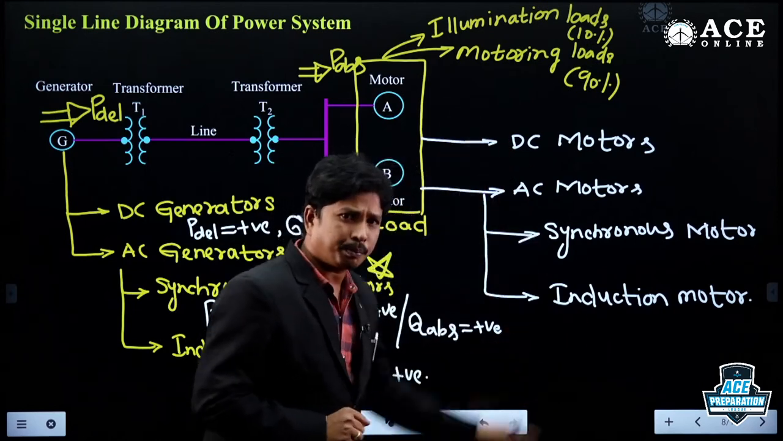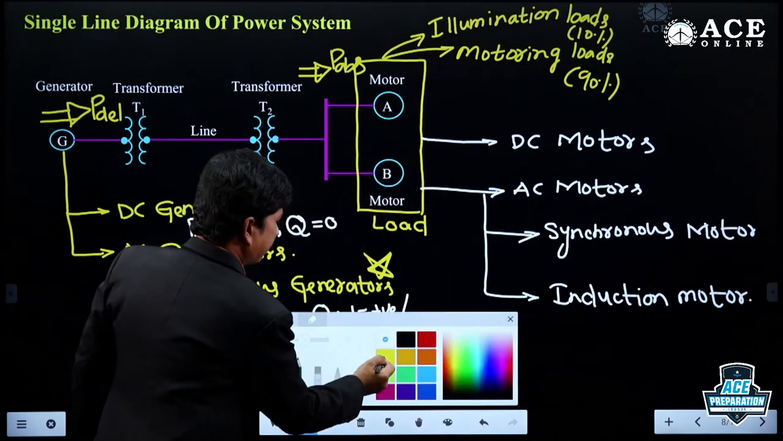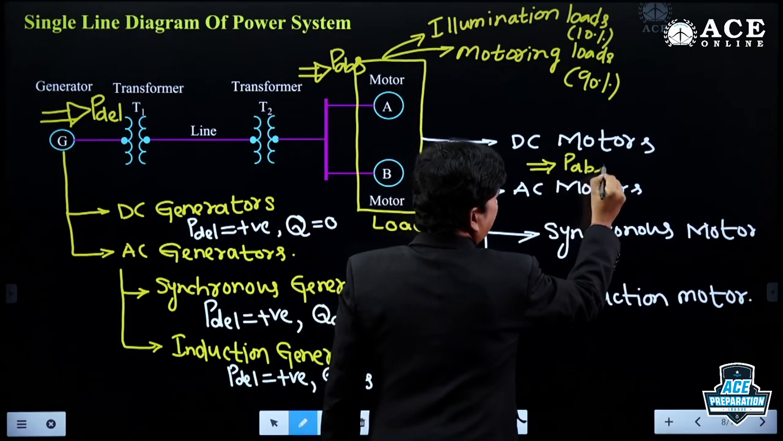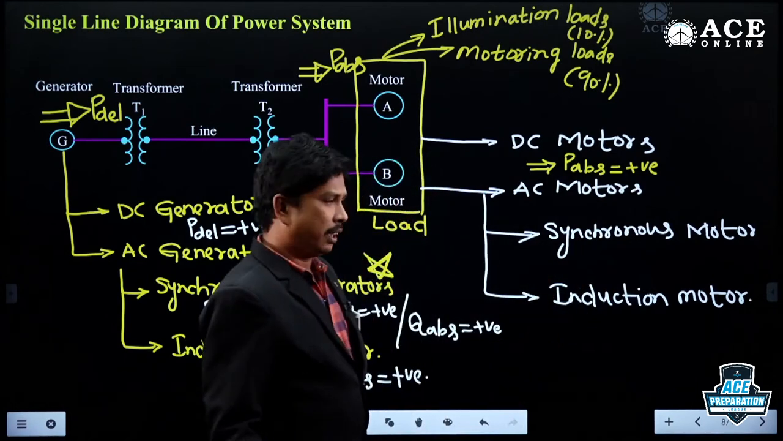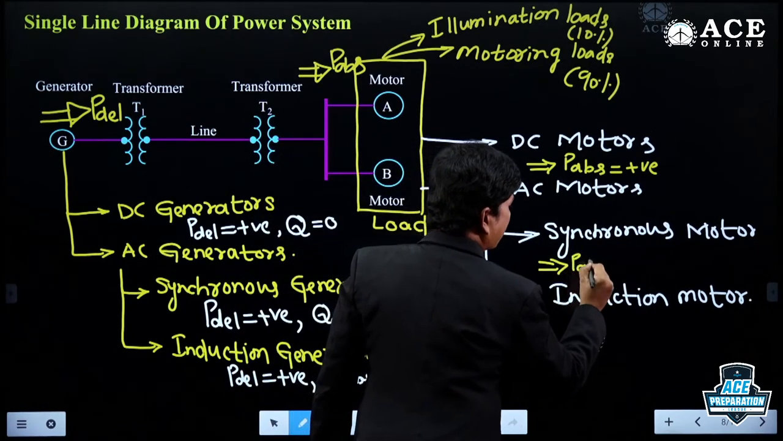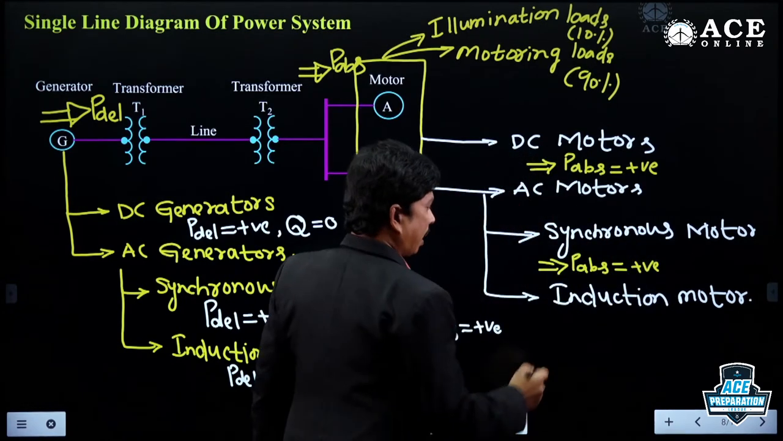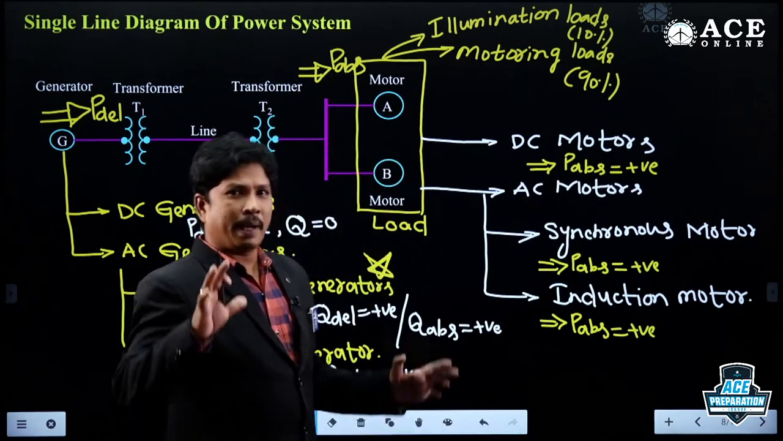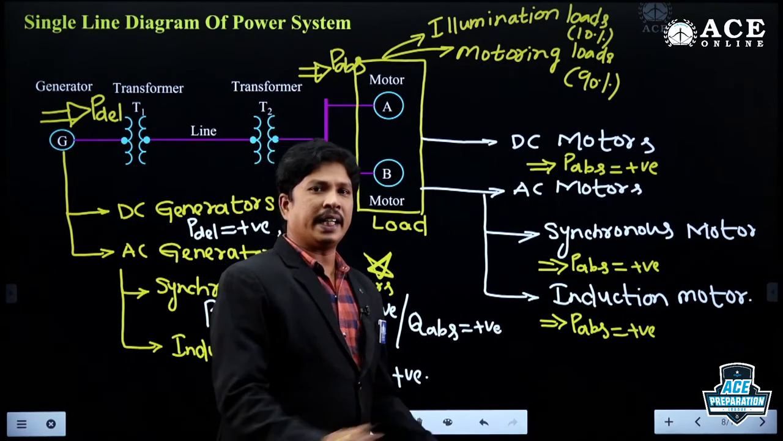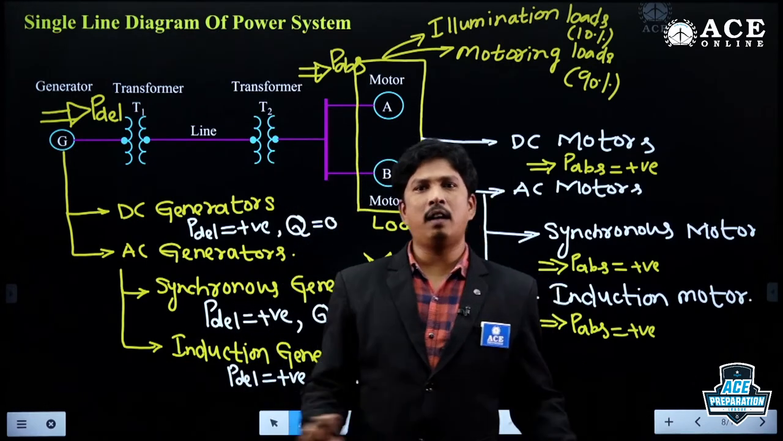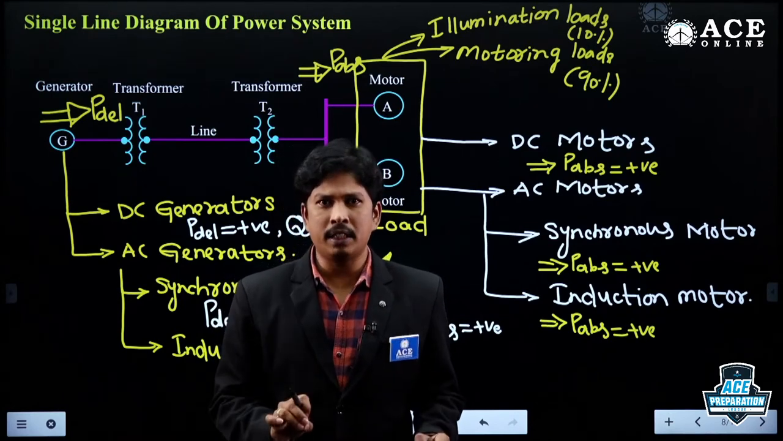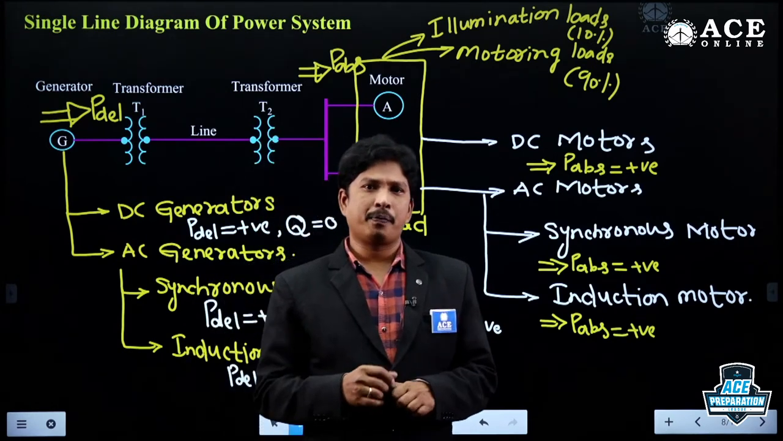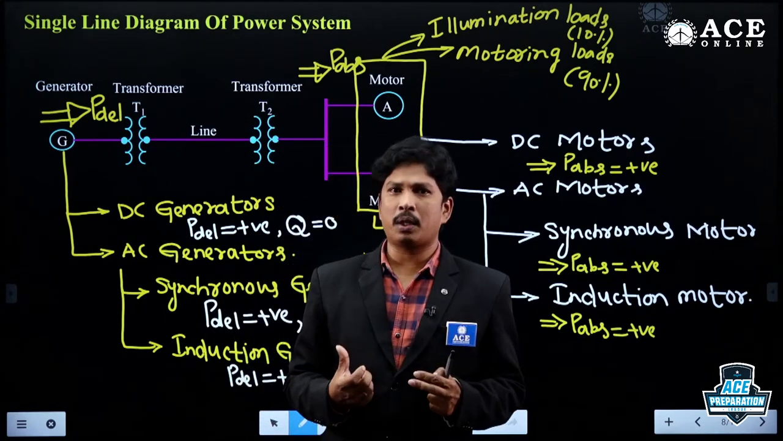Now, what is the basic difference between them? So, initially, see here, a DC motor is a load which is able to absorb a positive value of active power. And a synchronous motor is able to absorb a positive value of active power. And an induction motor is able to absorb a positive value of active power. Why? Because the basic difference between generator and motor is, whenever you are categorizing generators and motors, the basic category is always done based on active power. The machines which are able to give active power are generators. The machines which are able to absorb the active power are motors.